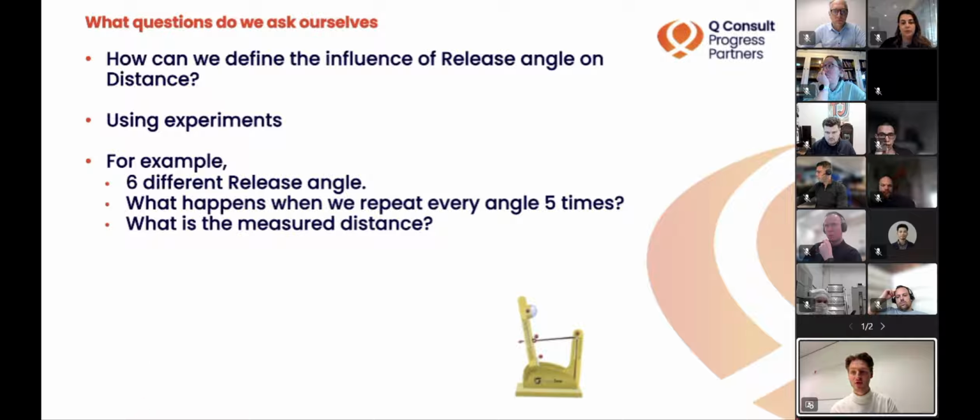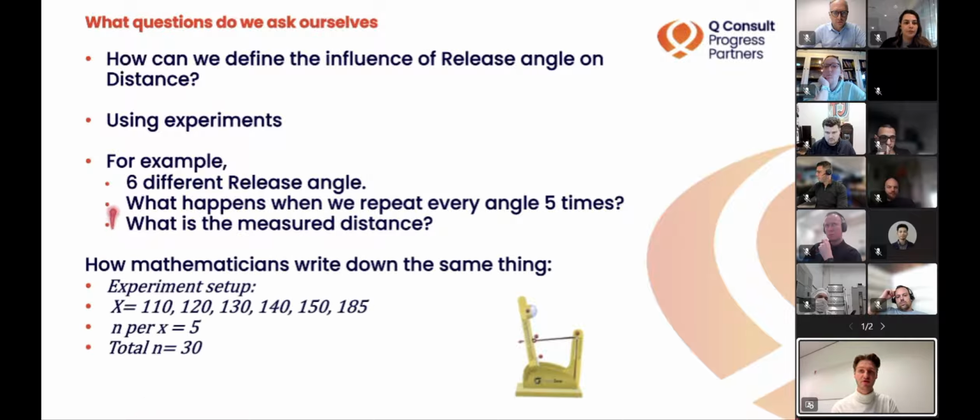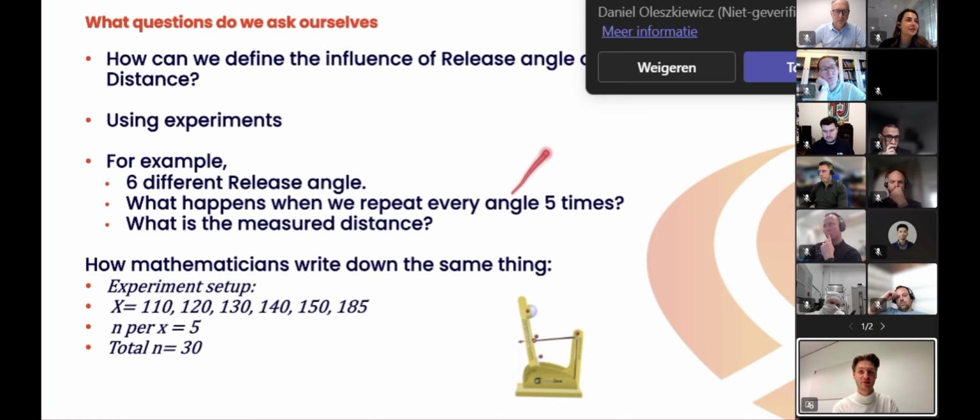So let's try a new experiment. So 6 different release angles. What happens when we repeat every angle 5 times? And what is the measured distance? Now, mathematicians have a funny way of writing that down. So the experimental setup will be, we have the x variable release angle, and we're going to set it at 110, 120, 130, 140, 150, and 185. Why those? Because that is the minimum and the maximum setting.